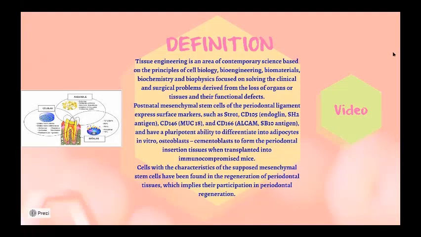Postnatal mesenchymal stem cells of the periodontal ligament express surface markers such as STRO-1, CD105 (endoglin, SH2 antigen), CD146 (MUC18), and CD166 (ALCAM, SB10 antigen), and have a pluripotent ability to differentiate into adipocytes in vitro, osteoblasts, and cementoblasts to form the periodontal insertion tissues when transplanted into immunocompromised mice.